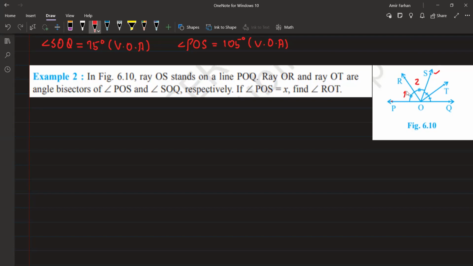Why? Because OR is the angle bisector. Suppose OR is the mother and PO and OS are like one rasgulla each. The mother has two children, so she says she will give each of them half. So the mother gave one part to one child and one part to the other child. Clear? Yes. The simplest thing, the most common experience that we all face in childhood. Okay. Clear? Yes or no? Yes.